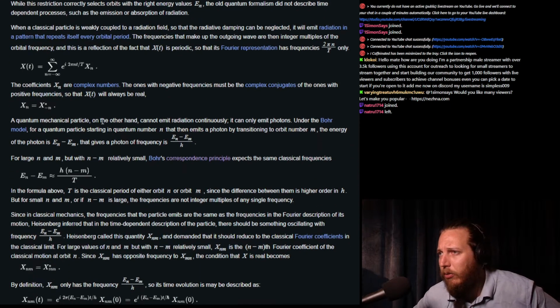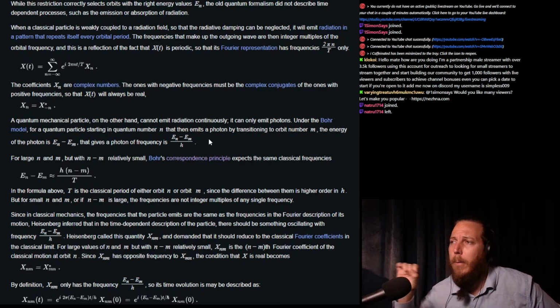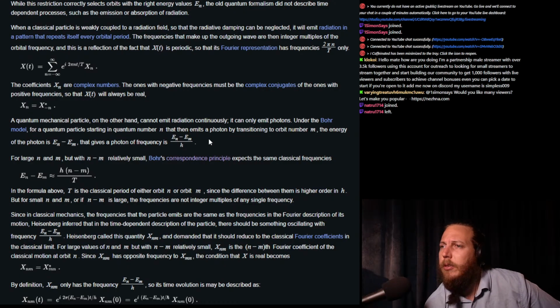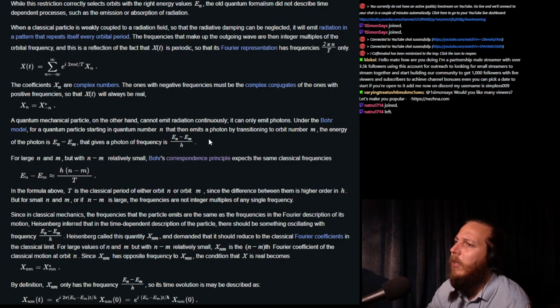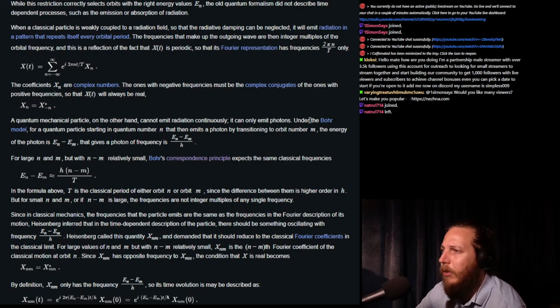A quantum mechanical particle, on the other hand, cannot emit radiation continuously. It can only emit photons. Under the Bohr model, for a quantum particle starting in quantum number n that then emits a photon by transitioning to orbit number m, the energy of the photon is E_n minus E_m. That gives a photon of frequency (E_n minus E_m) over h.